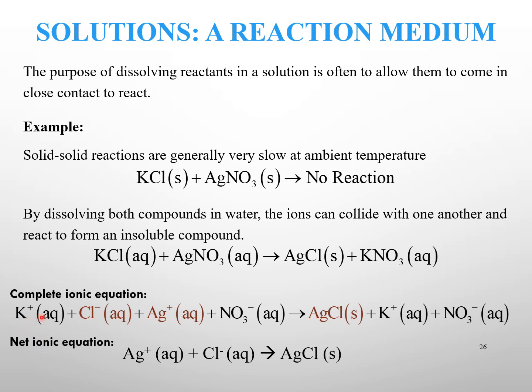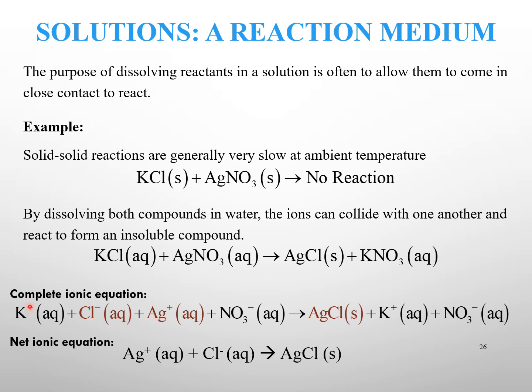If you notice, potassium nitrate stays the same. These guys are called the spectator ions. Spectator ions are removed and you have the net ionic equation. So ion plus ion equals a solid compound.